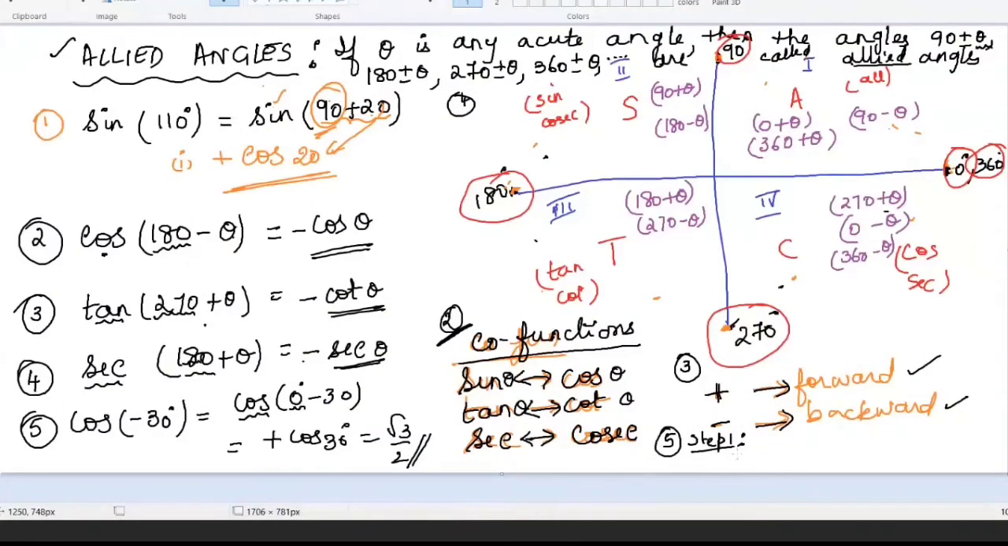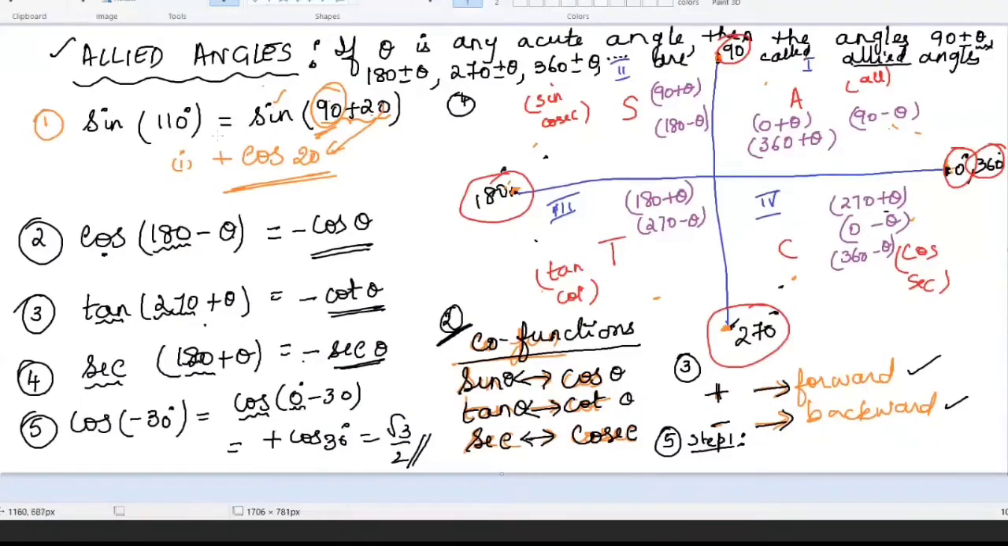Before that, you wrote the fifth point, no? Write: steps to be followed when solving allied angles. I'm not going to write it, please write it, I'm dictating. Steps to be followed when solving allied angles. Underline that. In that, write step 1.